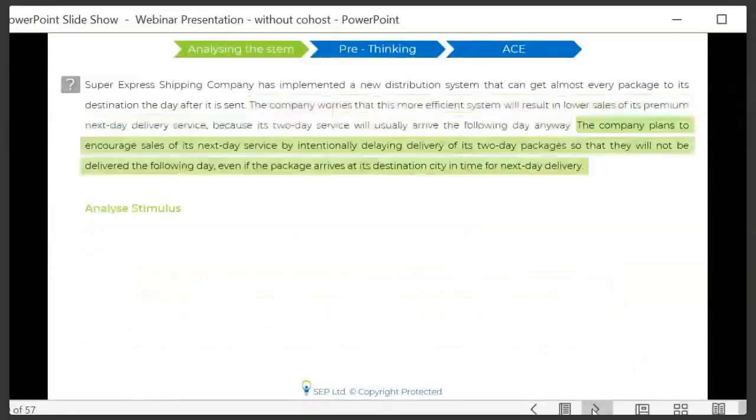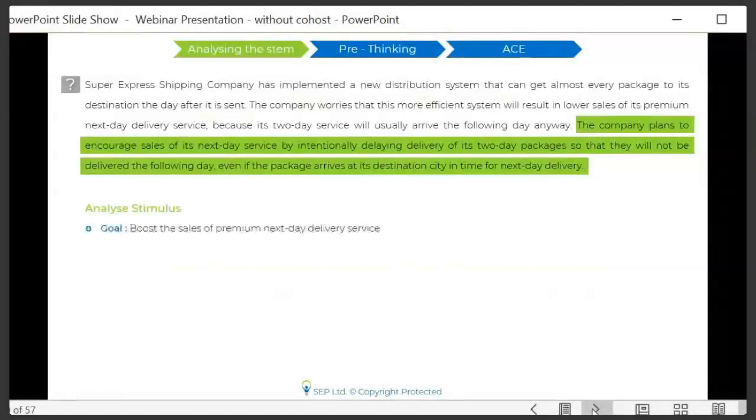The company plans to encourage sales of its next day service by intentionally delaying delivery of its 2 day packages so that they will not be delivered the following day, even if the package arrives at its destination city in time for next day delivery. So understand here, a lot of information. SESC has a plan and a goal. The goal is to boost the sales of premium next day delivery service. And for that, they have planned to deliberately delay the delivery of normal 2 day packages.